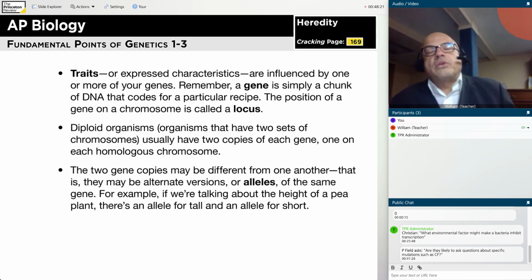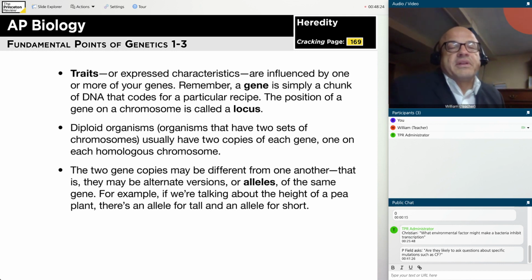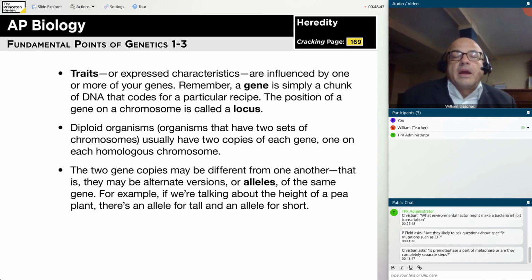Okay, so with this, and because this is genetics, the fundamentals: you have traits, right? And these things are going to be influenced by the genes. And what a gene is, we already talked about, is just part of DNA that's going to code for something in particular, your blue eyes, your curly hair, and so forth. And that's going to be on a locus. When you have two sets, you usually have two copies of a gene, one from each of the homologs, if you will. And then the alleles are on the same locus. So if we're talking about the height of the pea plant, then there's an allele for tall and for short.